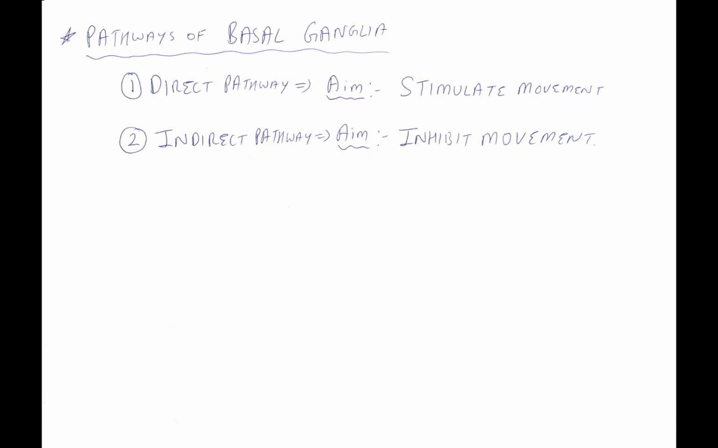Pathways of basal ganglia. There are two pathways, direct pathway and indirect pathway. The aim of direct pathway is to stimulate the movement, and the aim of the indirect pathway is to inhibit the movement. To understand these pathways better, let us take an example of exercise.